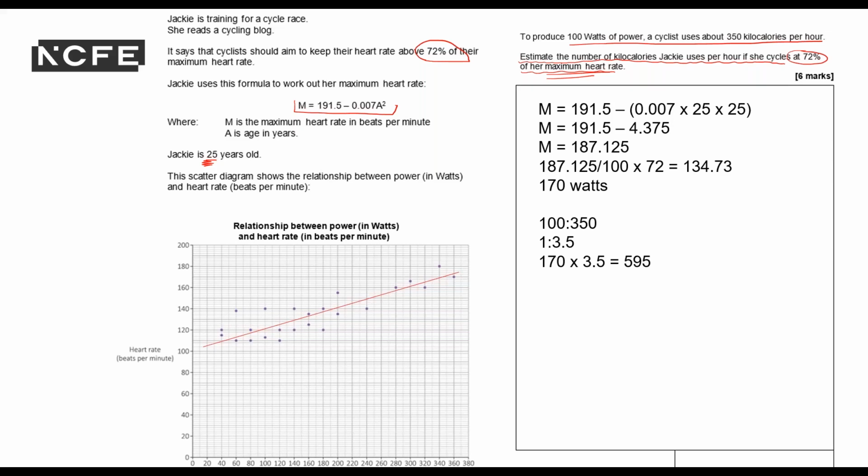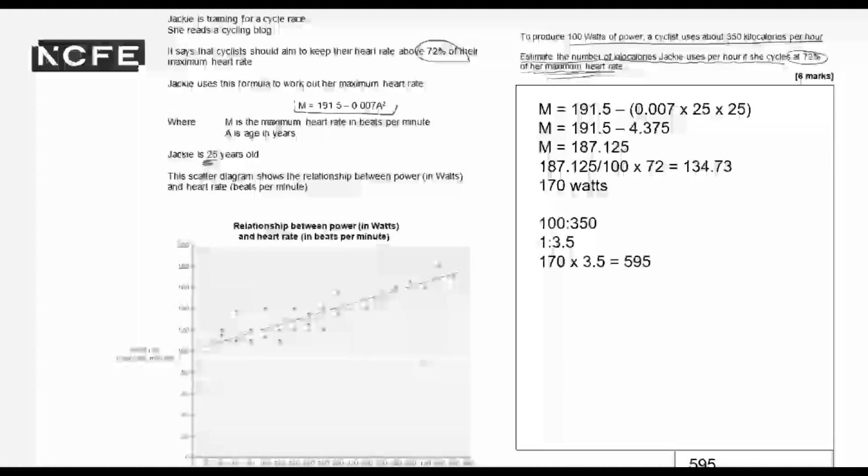Does that answer make sense? I'll just check it once I've written it in. 595. So 100 watts power is about 350 calories per hour, and she's going almost double that, so it is almost double the kilocalories per hour. So that answer looks sensible. I've done all my steps. I've shown my working. I'm happy with that as my answer, and I'm pretty confident that I should have got 6 marks there.